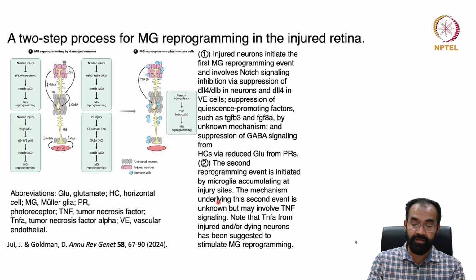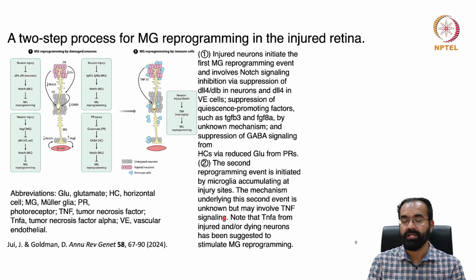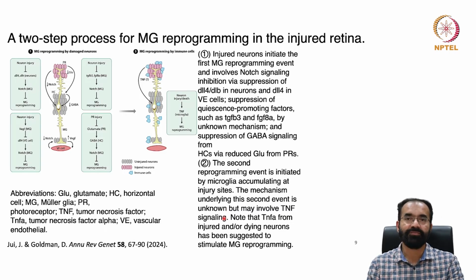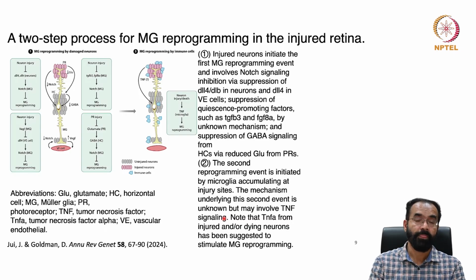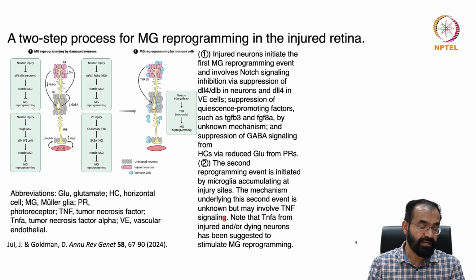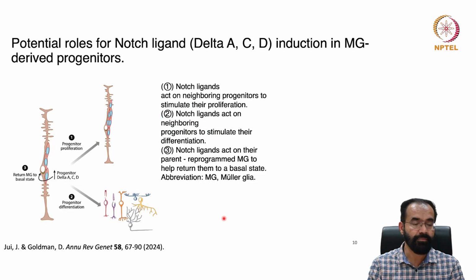Note that TNF-A from the injured and also from the dying neurons has been suggested to stimulate the Muller glia reprogramming. So many cells store these factors in an inactive form. When they are broken or damaged, they will get released immediately outside. So this is how this TNF alpha becomes available to the neighboring cell.